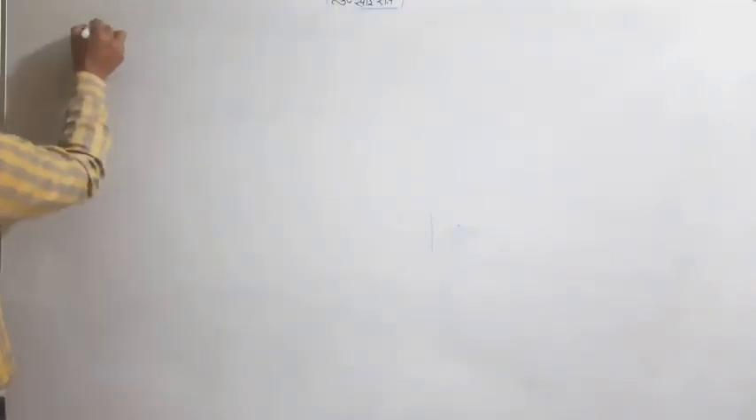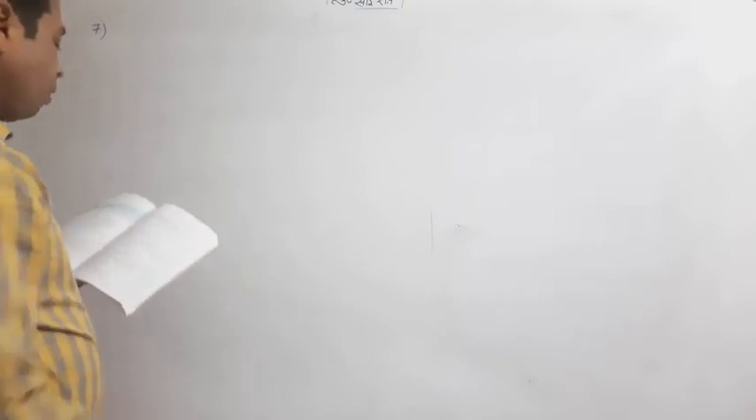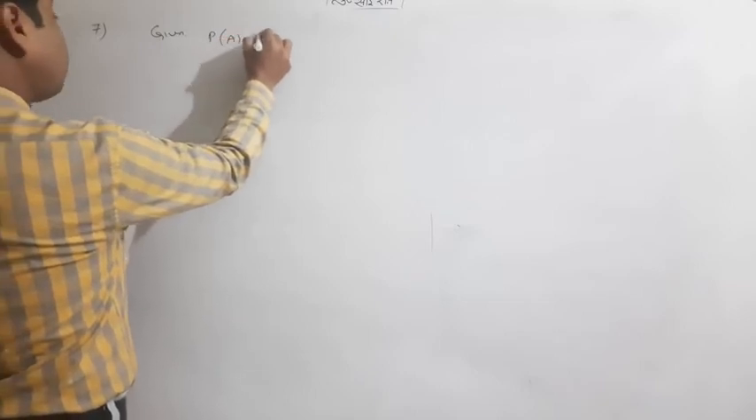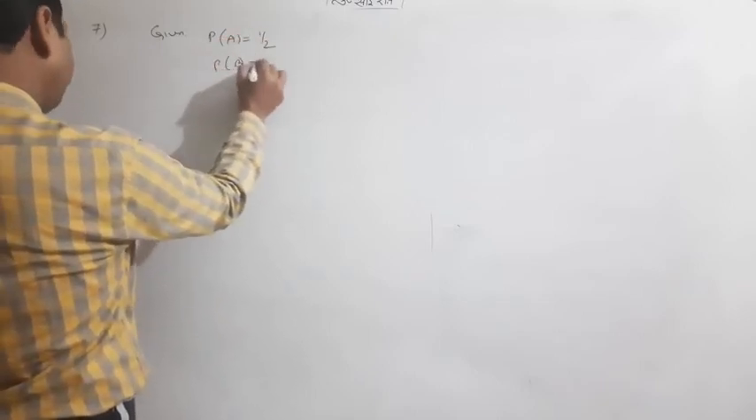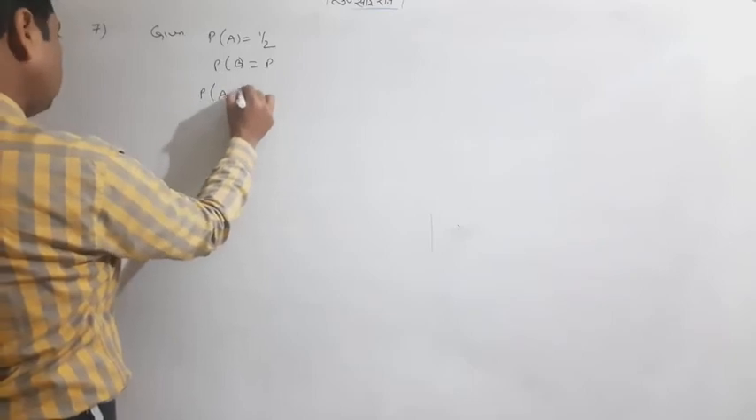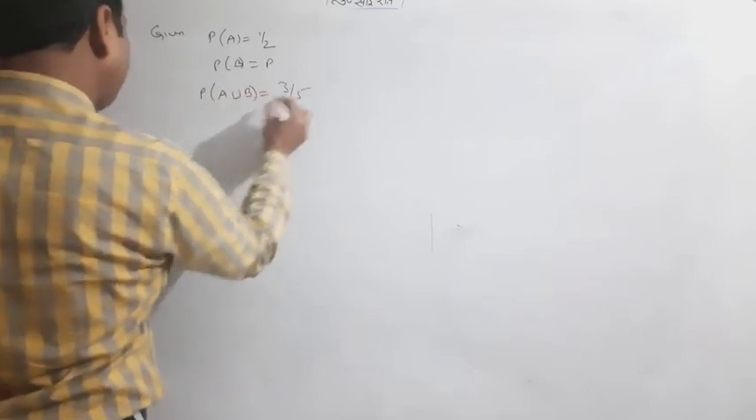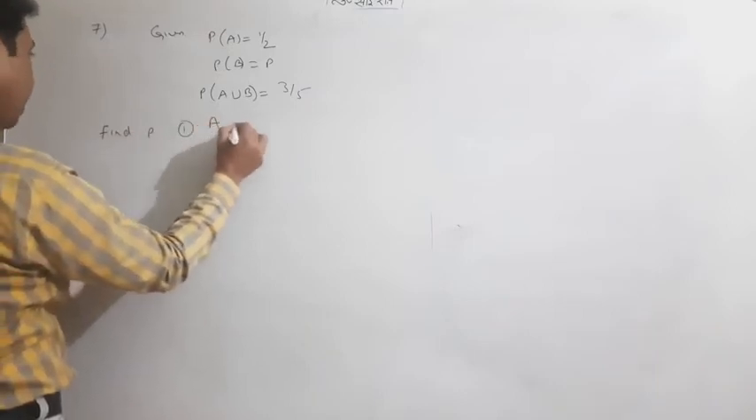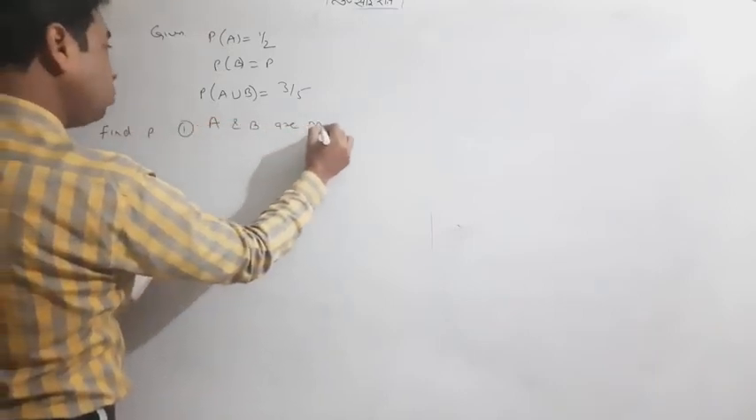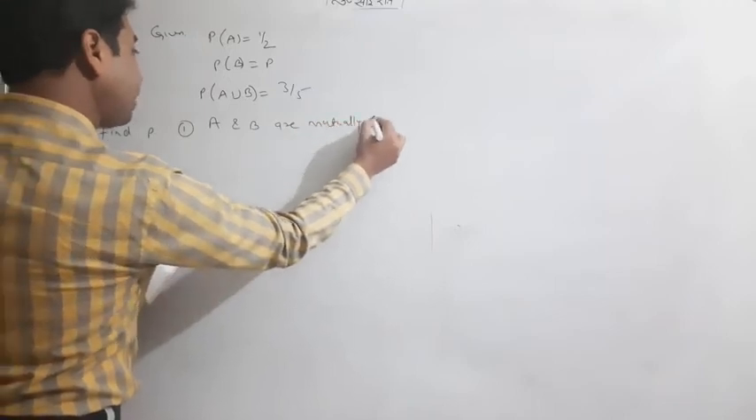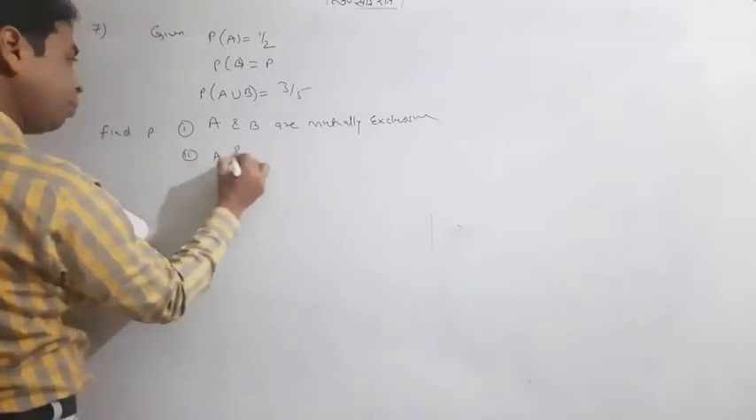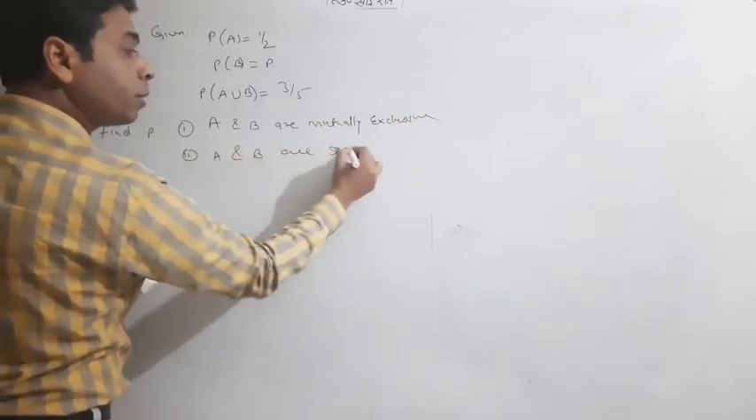So I'll start with question number 7, which looks a little bit good. Question number 7: given that P of A is equal to half, P of B is equal to p, and P of A union B is equal to 3 by 5. Find p first if A and B are mutually exclusive, and second, if A and B are independent.